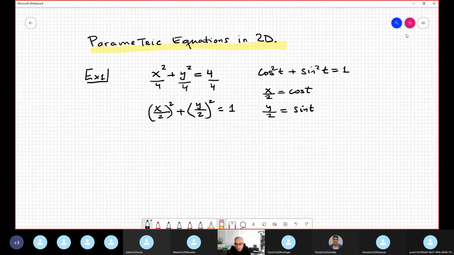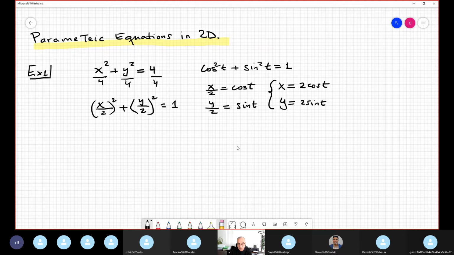Therefore, x alone is 2 times cosine t. Y alone is 2 sine t. This is a parametric equation. Wait. Relax. Always, when you define a parametric equation, you define the domain of t. In this case, t varies from 0 to pi. It's important. Without this information, the answer is incomplete.